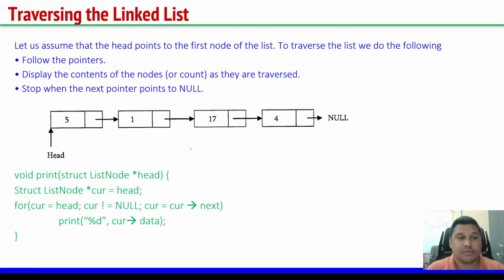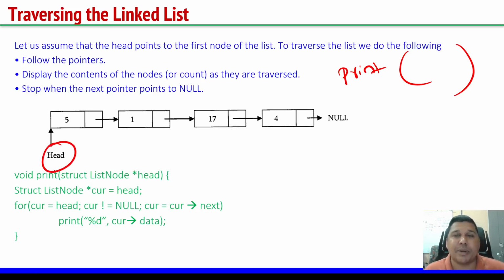So here, what is the logic? There is a function print. What is the input for this function? Input is the starting address. From where should I start traversing, or what is the head of a linked list? So head is here. It has some address that I am giving as a parameter.